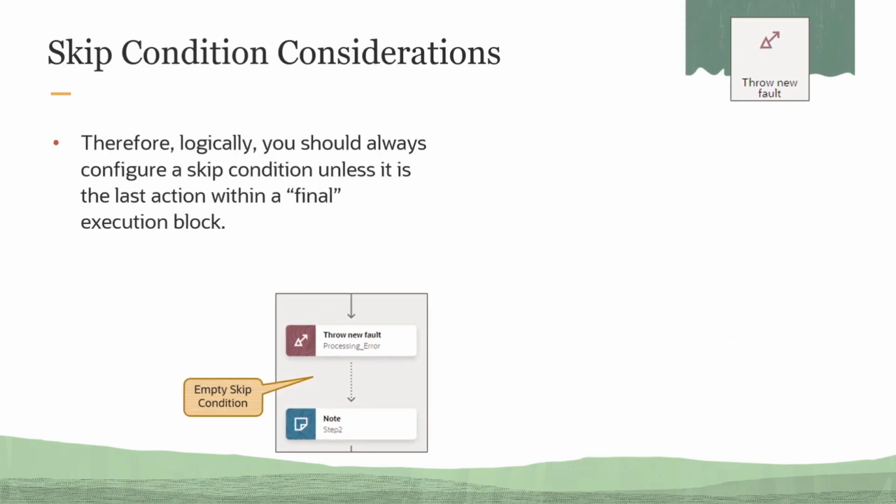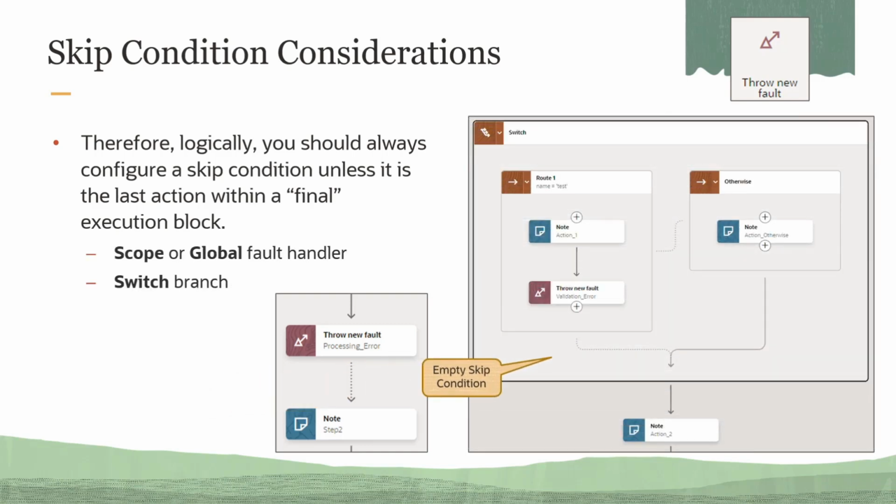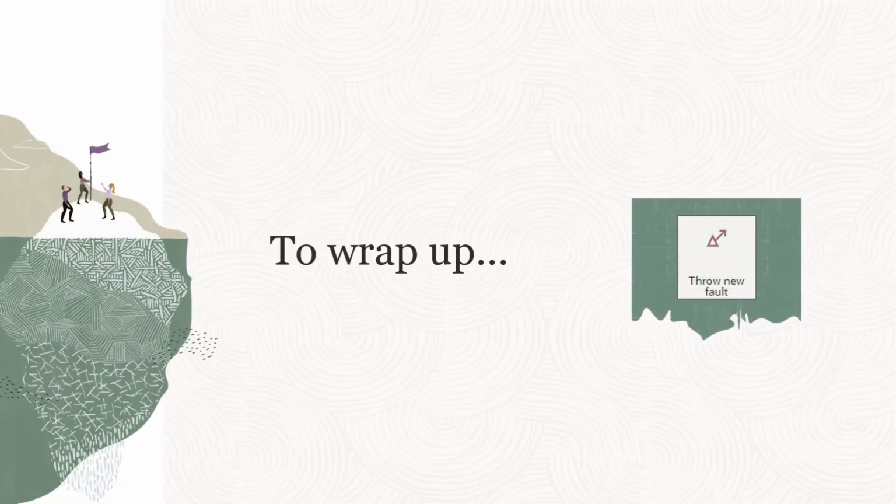Instead, in those cases where you're always executing the action with no skip condition, it should be located as the last action within an execution block, such as within a fault handler or a switch routing branch, as shown in this example. Notice that in the Route 1 path, Action 2 will never be executed, which is fine. We'd only arrive there when the otherwise branch was used. And so that wraps up the remaining details for how to configure and use this throw new fault action. That's it for this lesson. Thanks for watching.